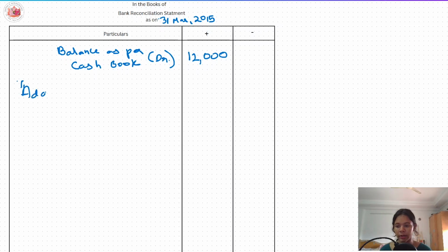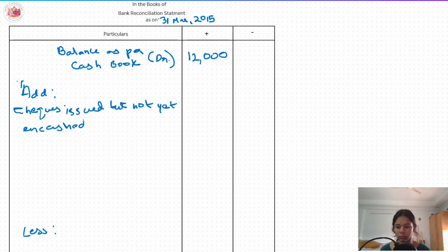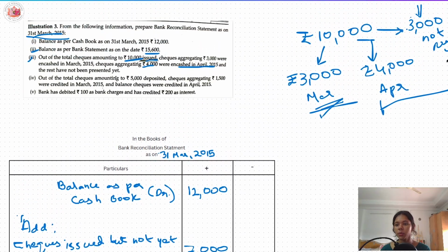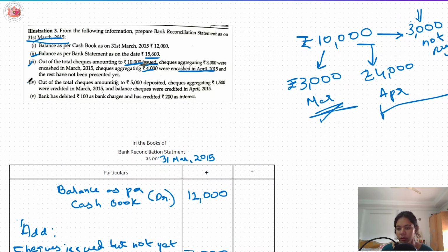So here I'll write my add items and here I'll add my less items. Checks issued but not yet encashed, rupees 7,000. Okay, let's go to our next transaction.